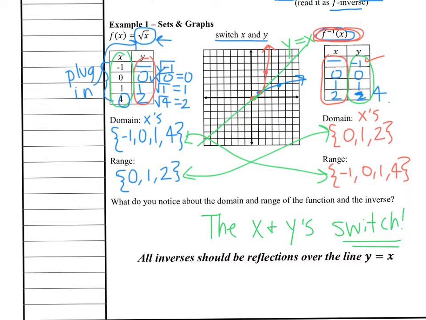And all inverses should be a reflection over the line y equals x. So again, that was the line y equals x that we drew up here that goes right through the origin and has a slope of 1 over 1. Okay, so up 1 over 1, up 1 over 1, starting at the origin. Okay, let's go ahead and flip over and do some algebraic problems.